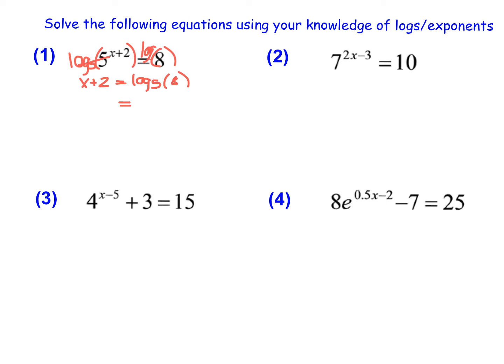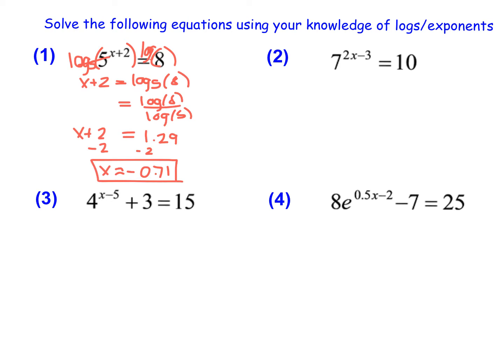I can then use the change of base formula on the right-hand side. So I can do log of 8 divided by log of 5 to figure out what's actually on the right-hand side here. So if I take log 8 divided by log of 5, I end up with about 1.29. And then in order to get x alone, I just need to subtract 2 from each side. So I end up with x is approximately negative 0.71.